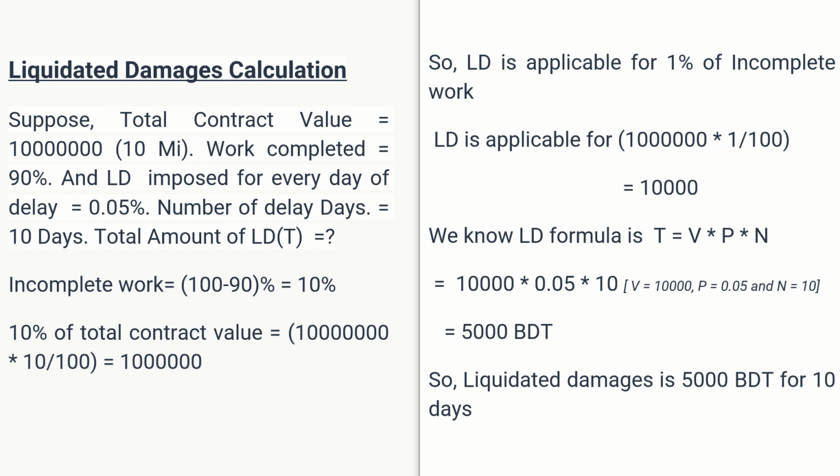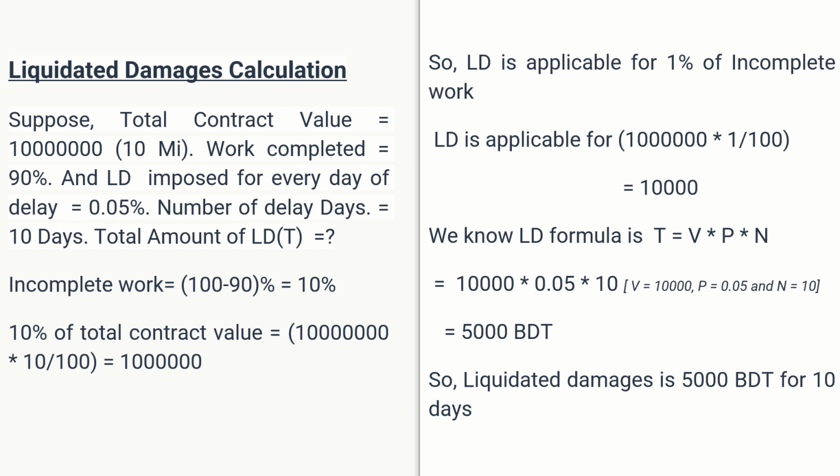Now is the time to apply the liquidity damage formula, because we have the V, P and N values. We can put the exact values: V is 1 million, P is 0.05, and the number of days N is 10. After calculation, we get 5,000 Bangladeshi currency. So the liquidity damage is 5,000 BDT for 10 days.